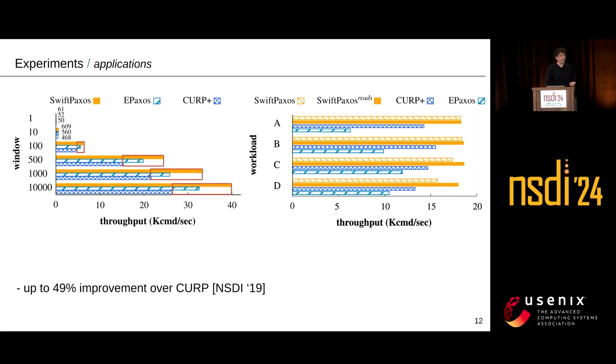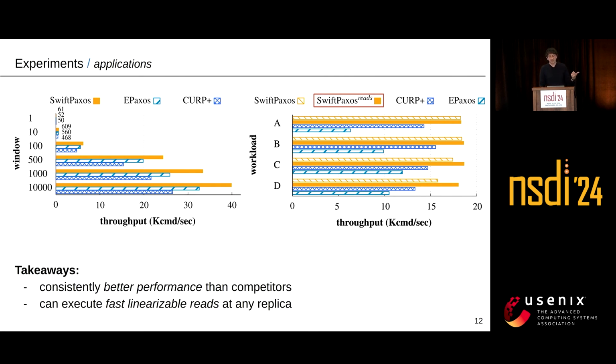We have also run YCSB, which is a key value store benchmark, and we have compared SwiftPaxos again against CURP and ePaxos. And also in the paper, we are proposing a variation of SwiftPaxos in which we can execute reads at any of the replicas, and those reads are linearizable. And we can see in the plots that SwiftPaxos, as well as this variation, are faster than those 2 protocols that are CURP and egalitarian Paxos.